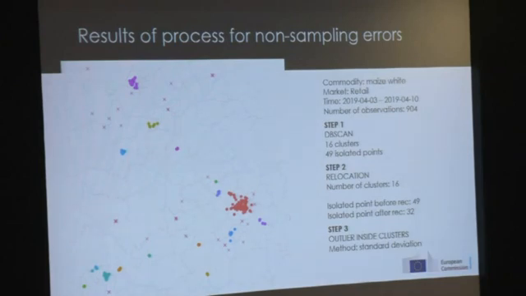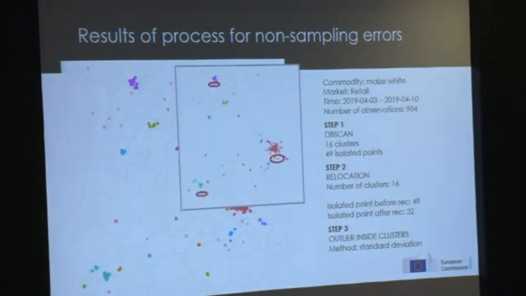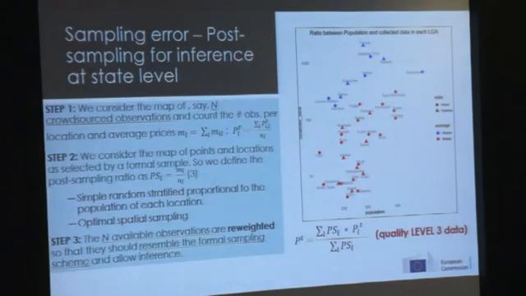This is an example of the result of this process. We see the different clusters in space in different colors, and we see these crosses represent the isolated points that could not be allocated in the first stage. But after running the relocation, we see that some of the points can be relocated together with other clusters in space, so we can run the outlier detection algorithm within each cluster.